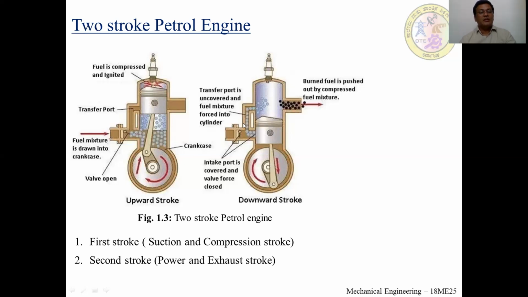Coming to the port position, the inlet port is closed, and both the transfer port and the exhaust port are open when the piston moves from TDC to BDC. The charge is transferred through the transfer port from the crankcase to the combustion chamber. So this is about the downward stroke.